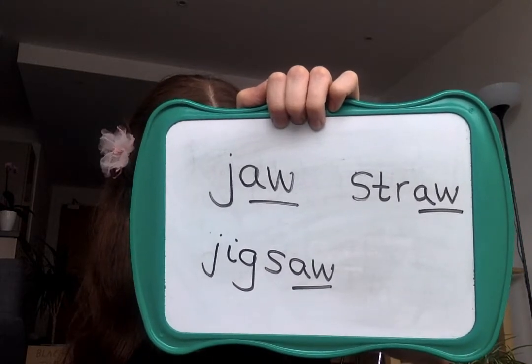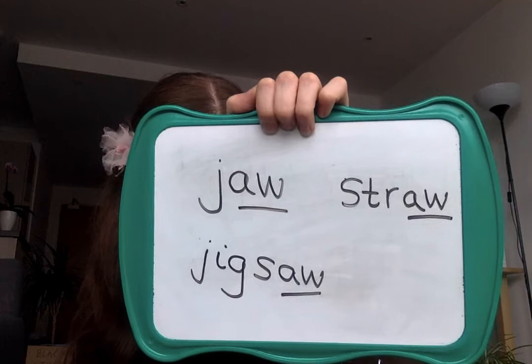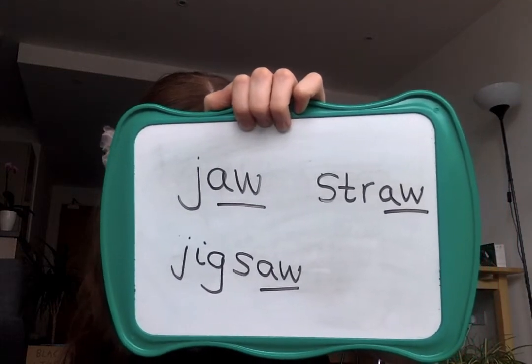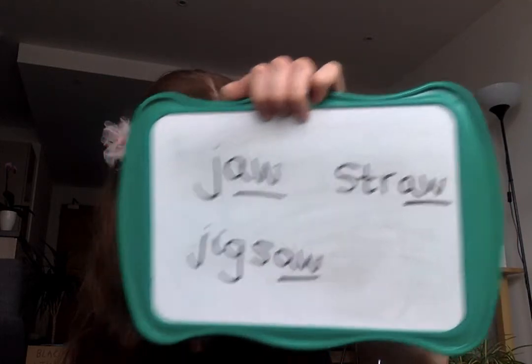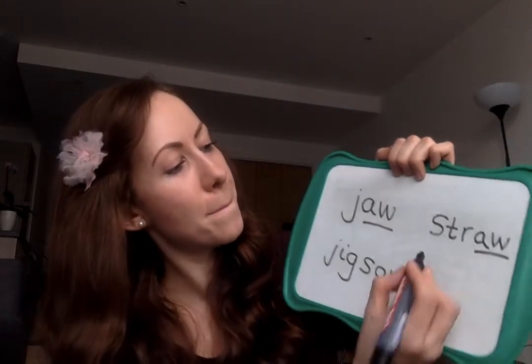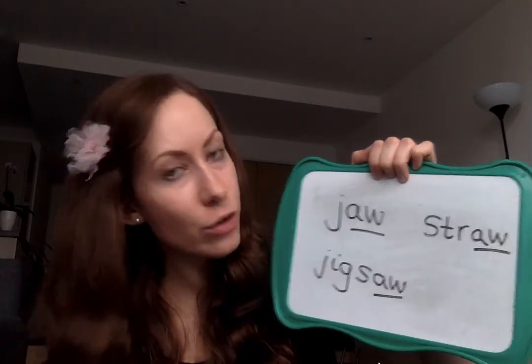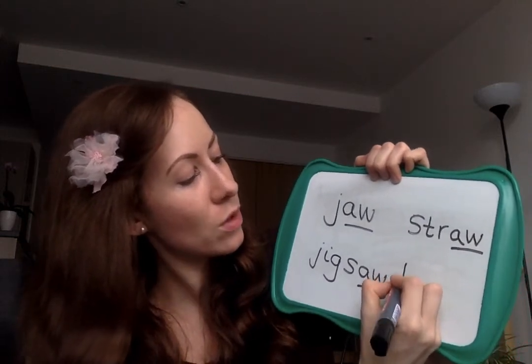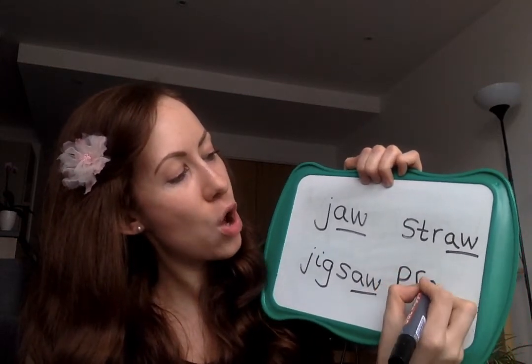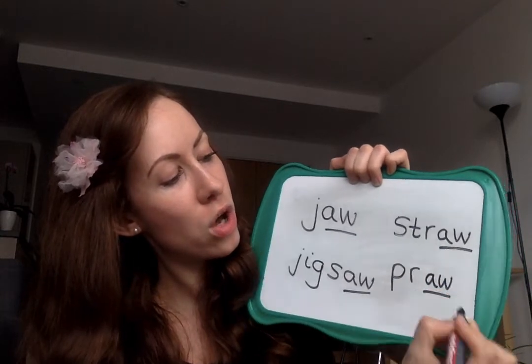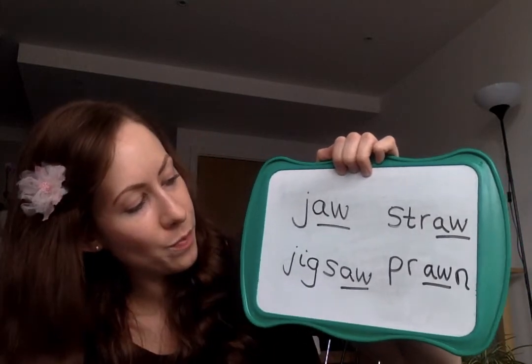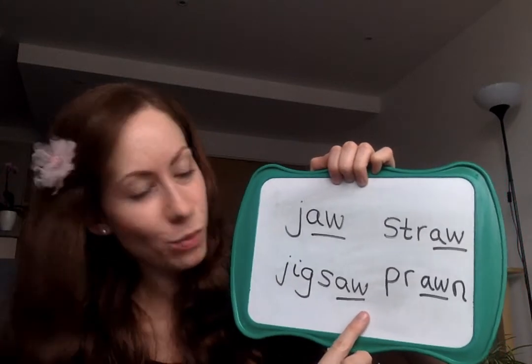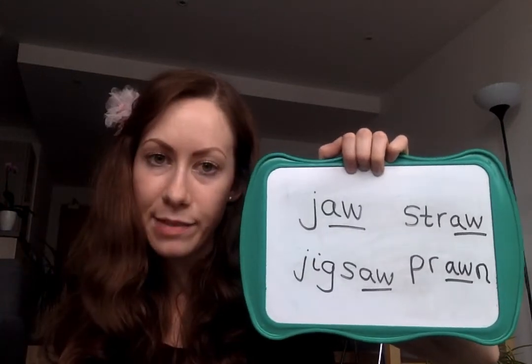Straw, and let's see. Let's do prawn. Prawn is a sea creature. You may also sometimes eat them. Prawn. So often it is at the ends of words, but not always. Right, there we go.